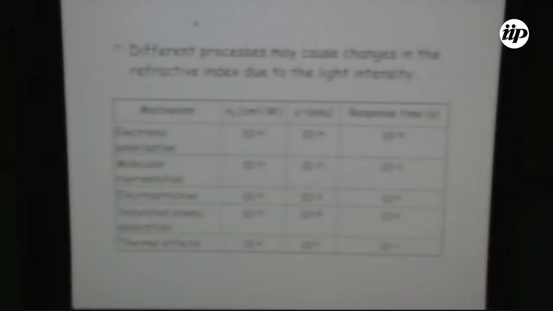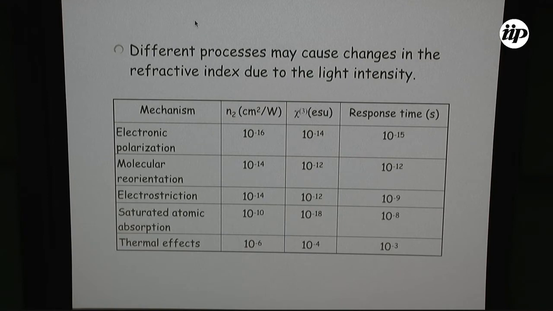Well, take into account the different physical mechanisms that may take place in your sample when you interact with the electric field. Depending on this mechanism here, from the electric polarization to thermal effect and also the Soret effect, this is the typical response time, which goes from femtoseconds to seconds.